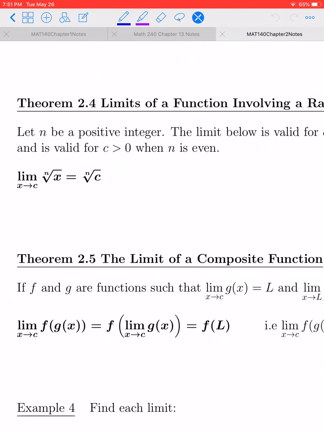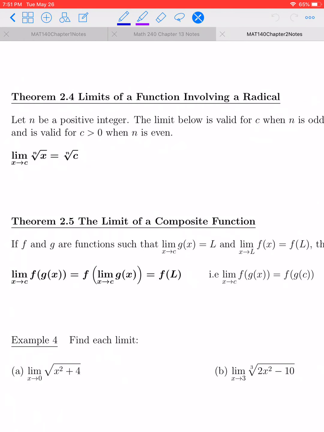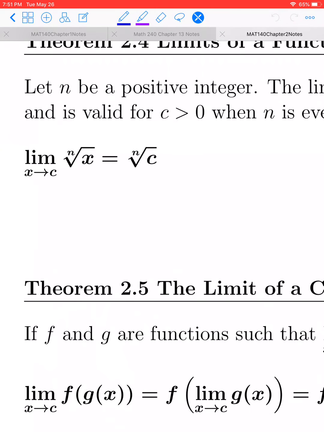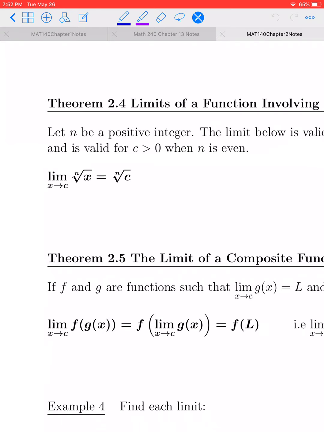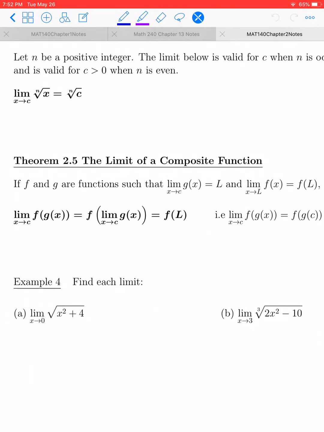Radical functions are also well behaved where they exist. Let n be a positive integer. The limit below is valid for c when n is odd and c is greater than 0, and also when n is even. That is, the limit as x approaches c of the nth root of x will be equal to the nth root of c. So we can evaluate limits of radical functions by direct substitution as long as that radical is defined for that value c. And then a big result, which will be very useful, is the limit of composite functions, which we'll do next.